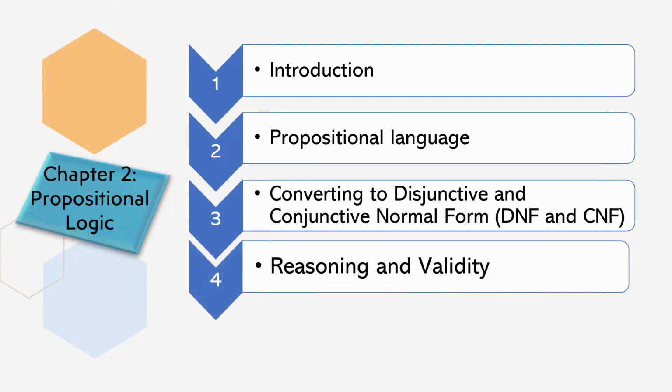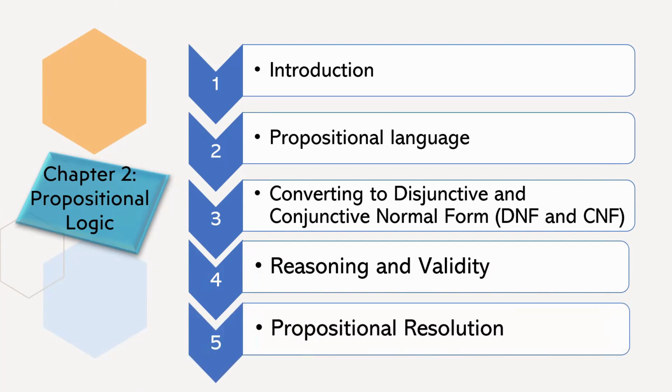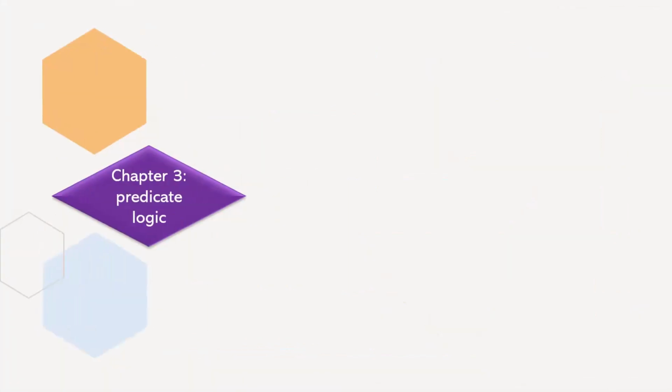In this part, we explore the principles of logical reasoning and how to determine whether an argument is valid or not. Finally, we introduce propositional resolution, a method used to automatically prove logical formulas. Now we arrive at Chapter 3, titled Predicate Logic, which is more expressive than propositional logic.